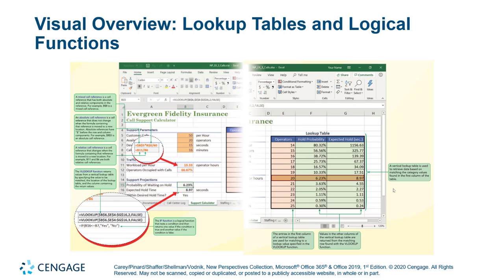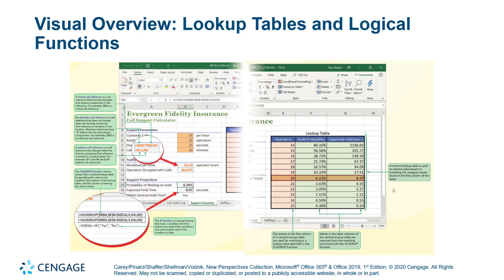The very bottom bubble on the left-hand side is talking about the VLOOKUP functions. The VLOOKUP function allows you to retrieve data from a table. On the right-hand side of the screen, you see a lookup table with 3 columns: operators, hold probability, and expected hold. In VLOOKUP, column 1 is operators, probability is 2, and expected hold is 3.